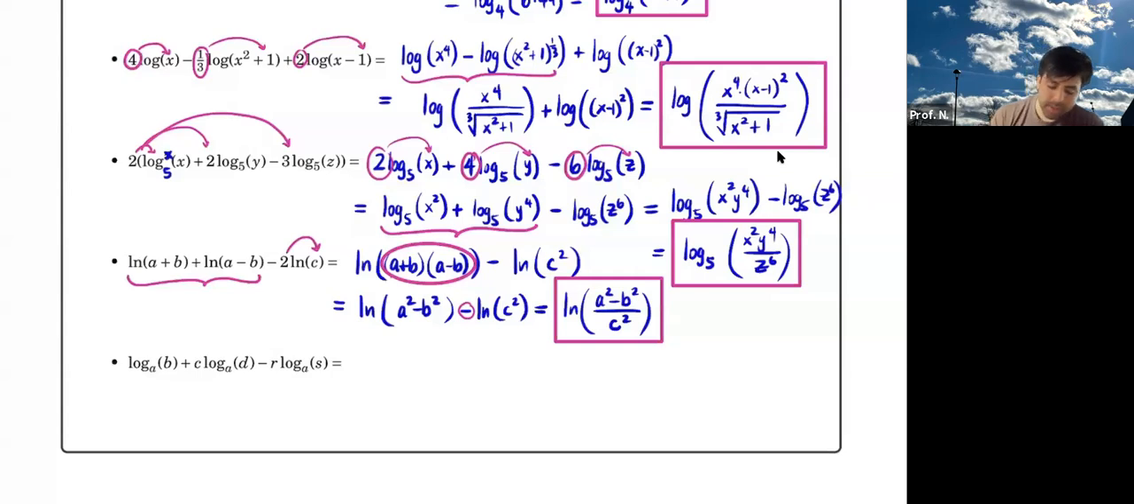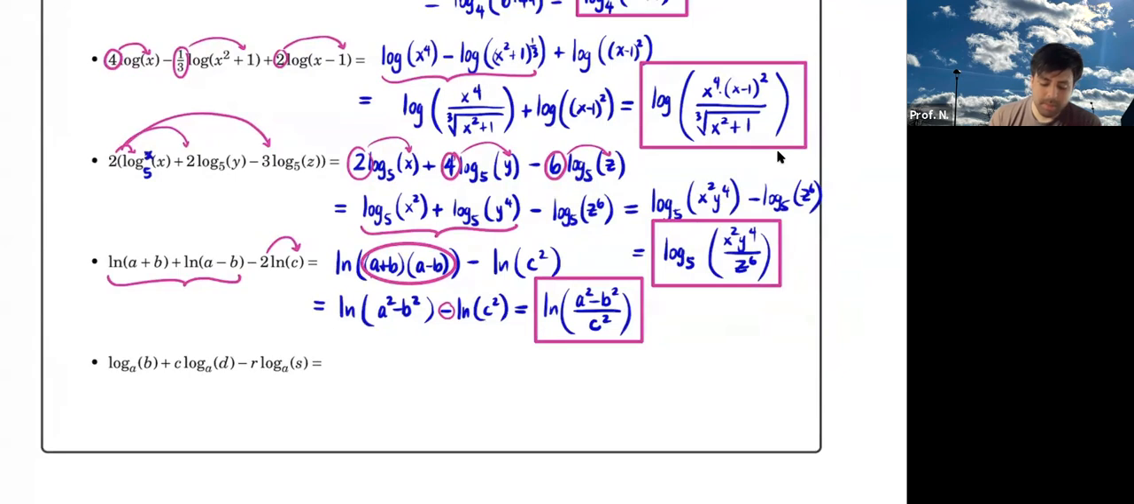And now we have the last one here: log base a of b plus c log base a of d minus r log base a of s. So the things that are in front of the logs, we put them back in. What's in front of the logs? There's a c, so I can place this as an exponent here, and there's an r, which I can also replace as an exponent here. So this becomes log base a of b plus log base a of d to the c minus log base a of s to the r.